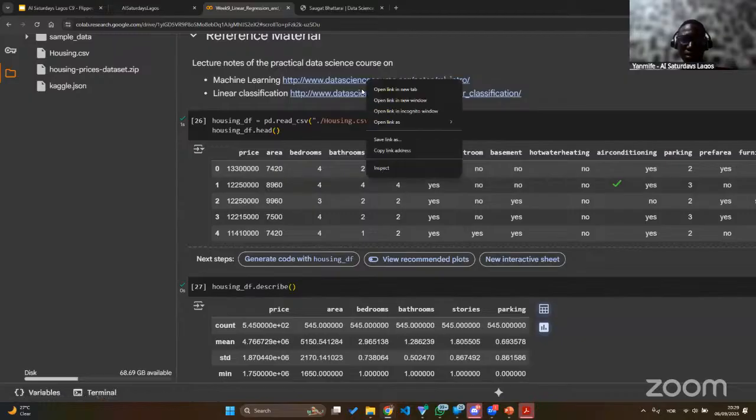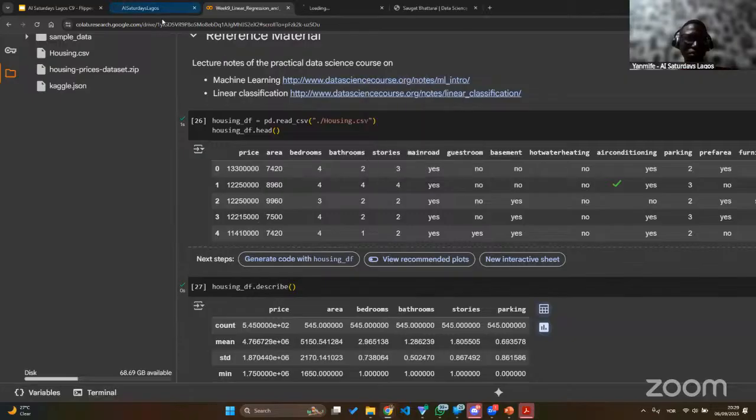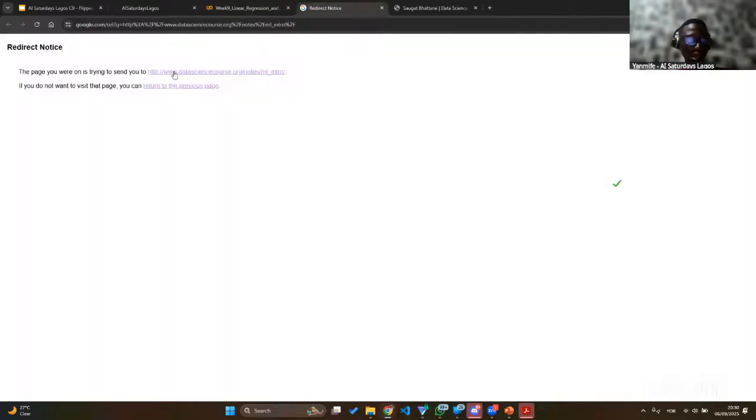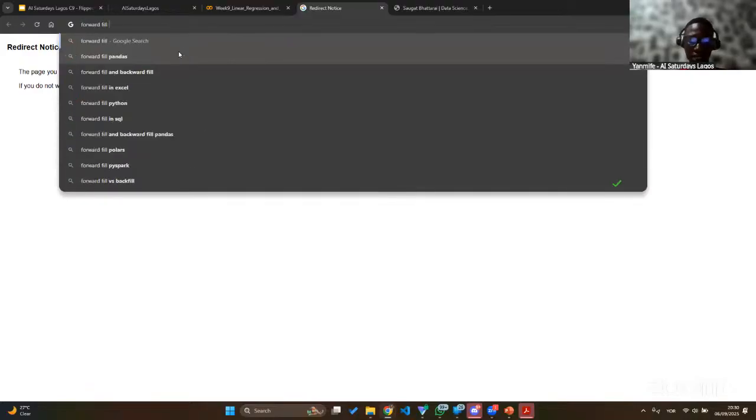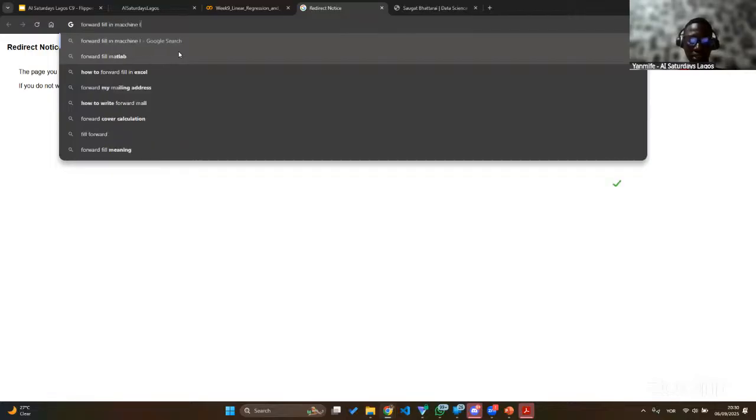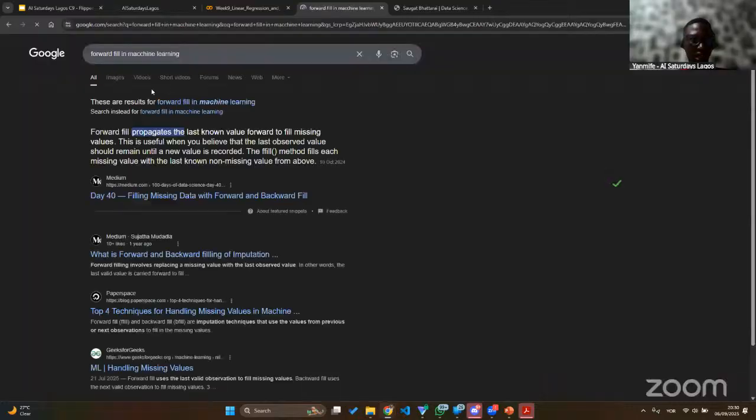I want to open a new tab. Let me check if I can get a... Okay. Let me browse forward fill in machine learning. Okay. Can you see this? Can you see this part?